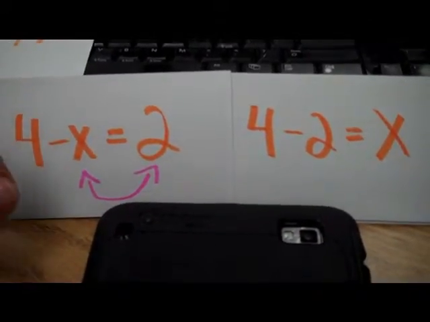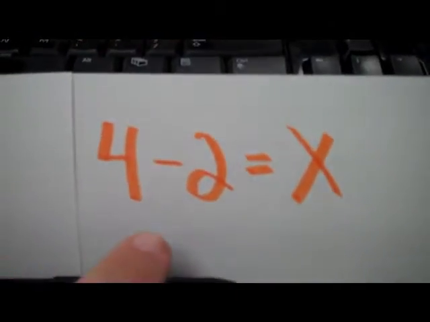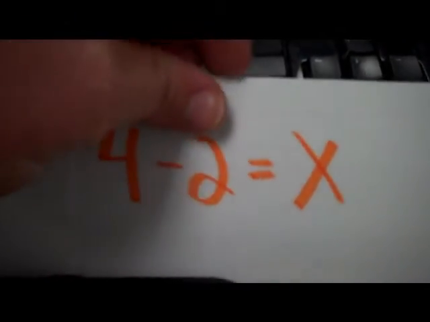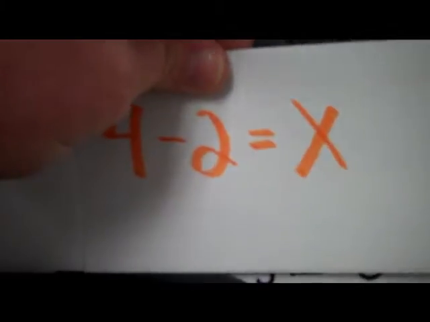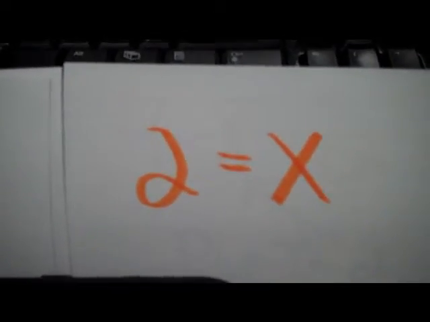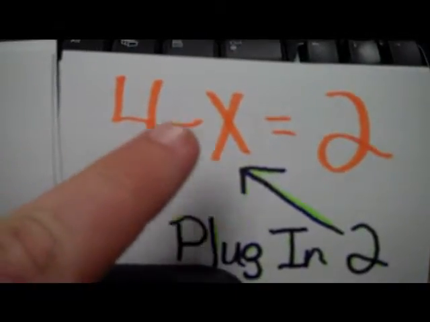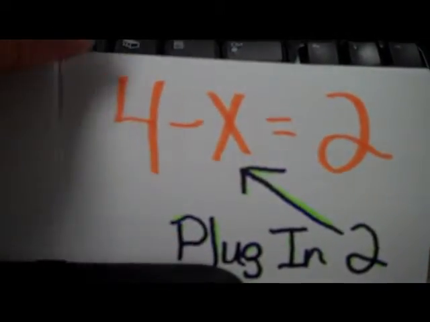Now all we have to do to solve for x is just do the math over here on the left side. 4 minus 2. And if we take 2 away from 4, that gives us 2. So 2 equals x. And we want to plug in that 2 in our original problem. This is our original problem. 4 minus x equals 2. We want to plug in that 2.